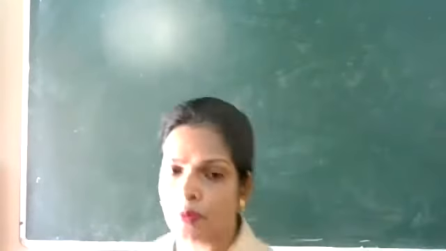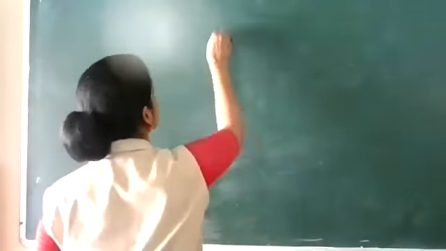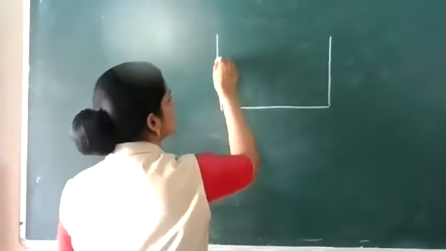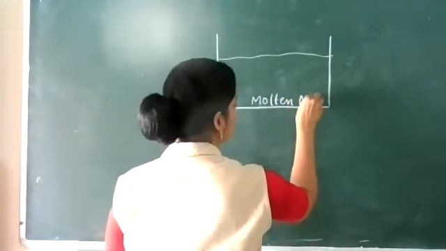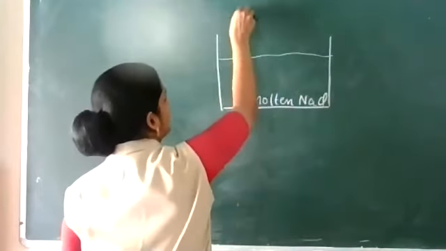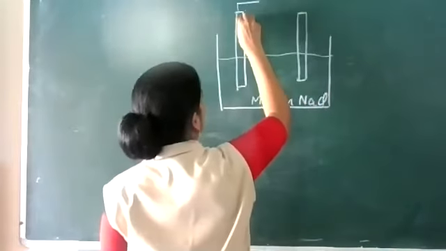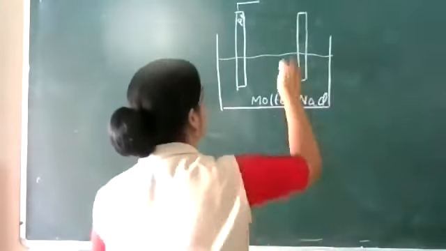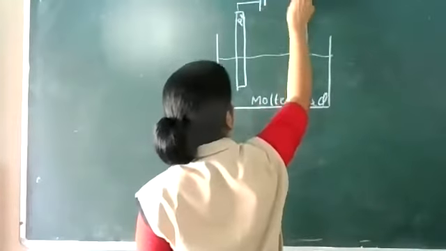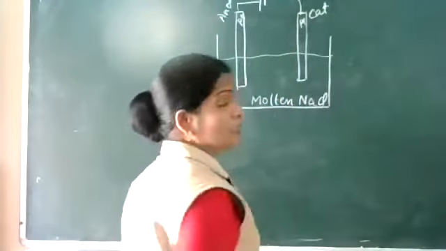Okay. Let's go to the products of electrolysis. I have taken molten NaCl, and I have taken two electrodes, platinum electrodes. So the negative electrode is the cathode and the positive electrode is the anode. Electrolysis.